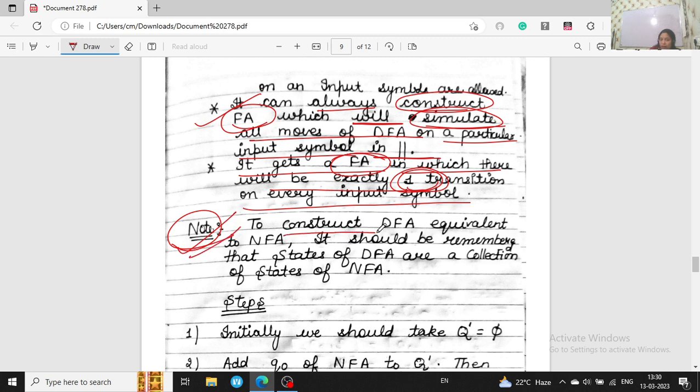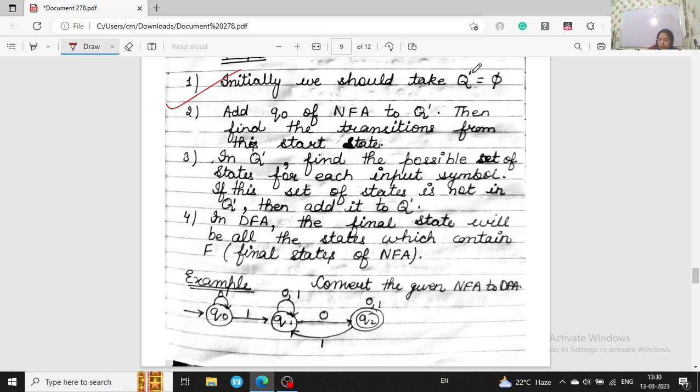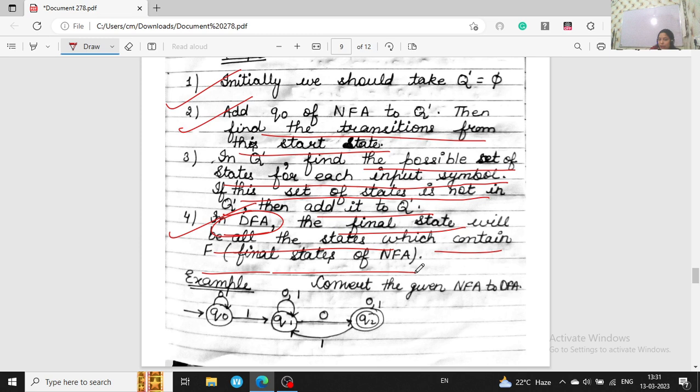This is a note to construct the DFA. When we want to construct a DFA which is equivalent to an NFA, we should keep in mind that the states of the DFA are a collection of states of the NFA. Now, these are the steps taken when we convert an NFA to a DFA. First, initially take Q' equal to empty set. Second, add Q0 of the NFA to Q'. Then find the transition from this start state. In Q', find the possible set of states for each input symbol. If this set of states is not in Q', then add it to Q'. In the DFA, the final states will be all states which contain the final states F of the NFA.